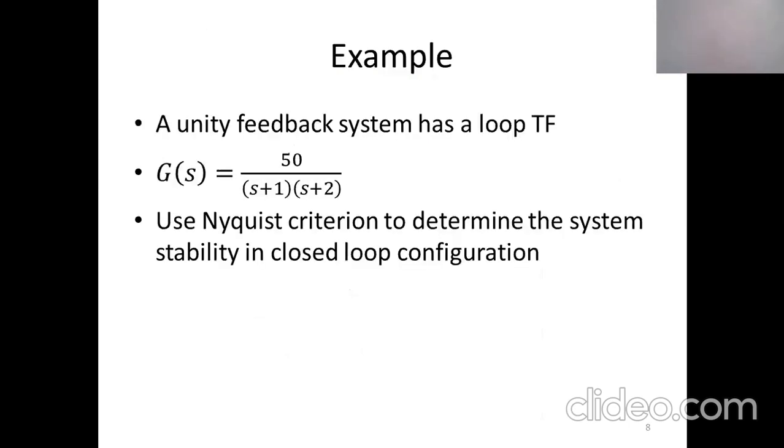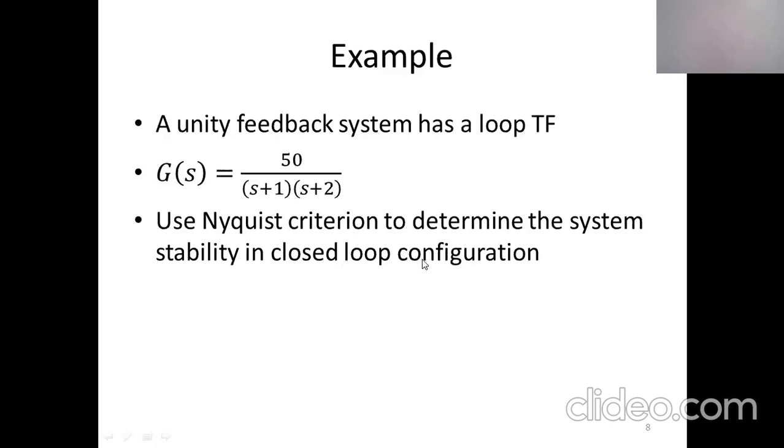We'll do an example here. You're given a system with a unit feedback. If it has a unit feedback, you can visualize the block diagram with the unit feedback. A unit feedback helps us reduce an open loop transfer function to a closed loop transfer function. If this is the open loop transfer function you are given, then using the Nyquist criterion, determine the system stability in a closed loop configuration.